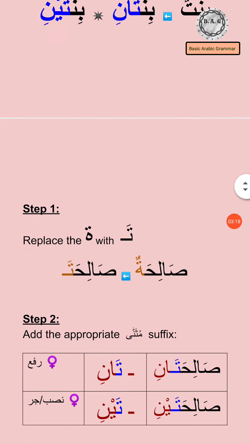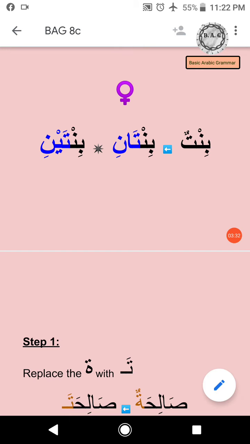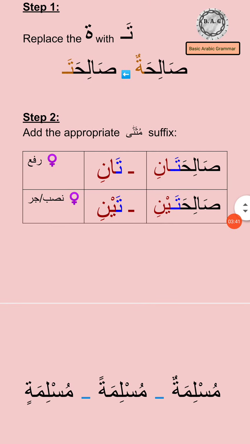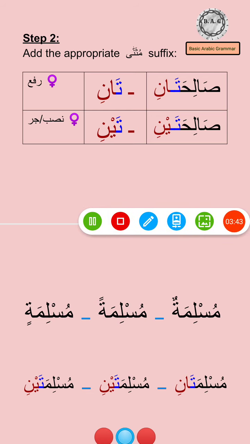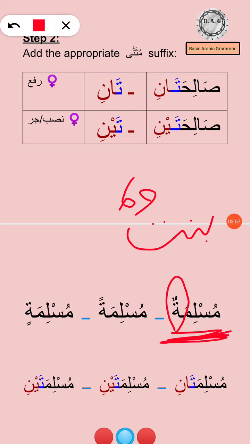Let's proceed. Our first step is the replacement of the ta marbuta with a regular ta. The example that I did here is bintun, and this doesn't carry the ta marbuta. This step is for those asma that end in ta marbuta, such as this one, muslimatun. This one ends in ta marbuta, but bintun doesn't. So this step is actually for those asma that end in ta marbuta.